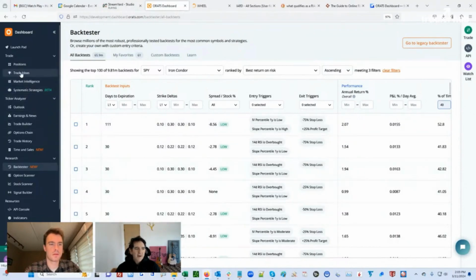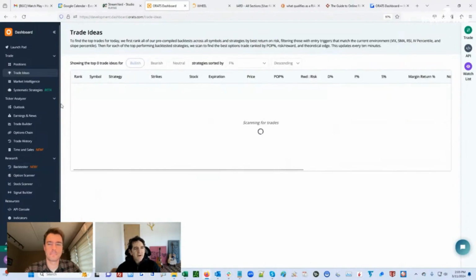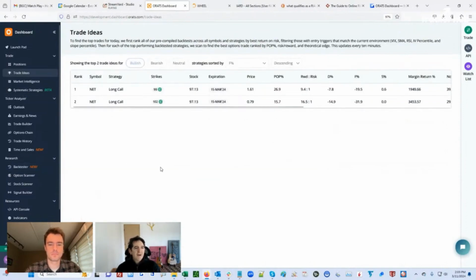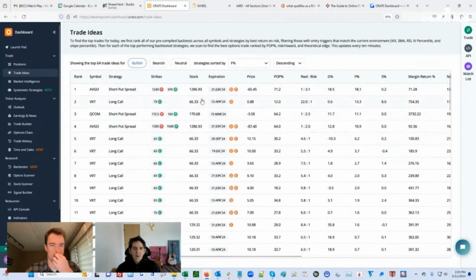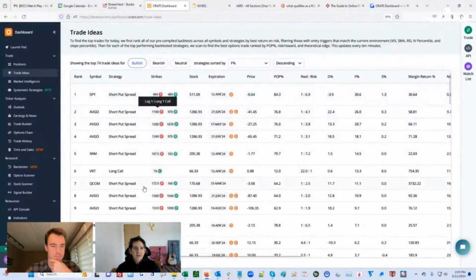Also, I like the trade ideas. What the trade ideas do is, like you may have noticed, a ranking in that backtester. It pulls out the top ones and compares them to all the other backtests out there, and ranks them. So these are the best of the best, so to speak. One of the things that I had my eye on today for a bullish trade is a short put spread in IWM.